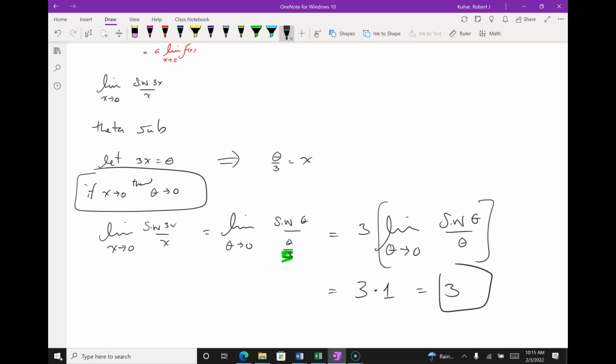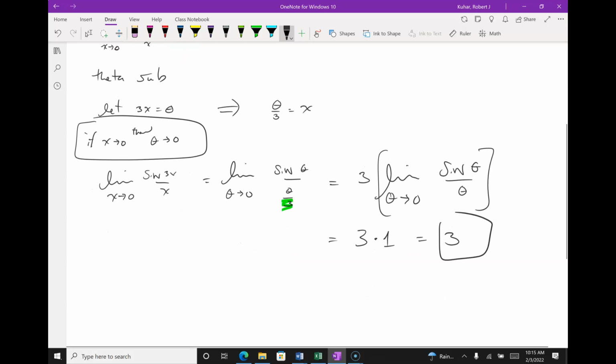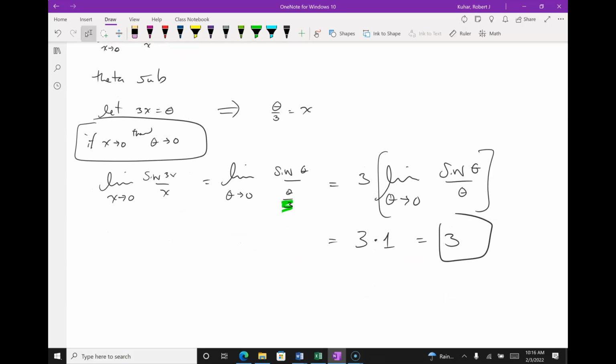So constants can move in or out of limits. I've done something like this with a trig identity. I've done it with a theta sub, and I can do it also with just coefficients, right? So here's the third way. We okay here? So sine 3x over x is what? 3/3 times sine 3x over x. Right? Do we agree with that at least?